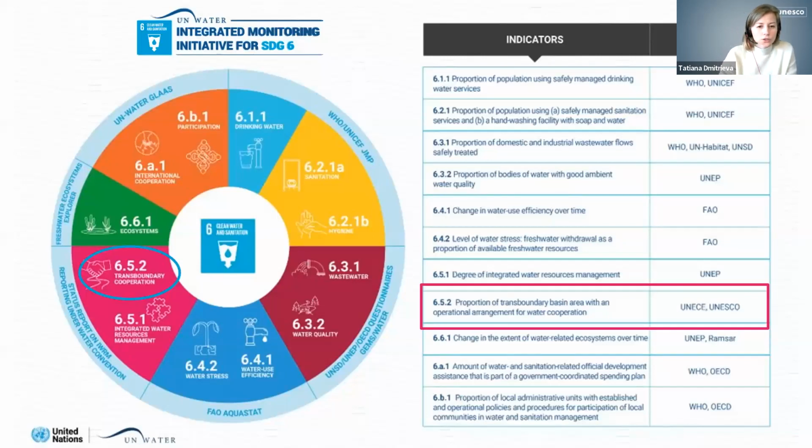The monitoring of SDG indicator 6.5.2 is part of a joint effort of the 10 UN agencies that are custodians, in other words, responsible for 11 indicators under SDG 6. SDG 6 is to ensure availability and sustainable management of water and sanitation for all, and it covers the whole water cycle. The integrated monitoring initiative for SDG 6 is coordinated by UN-Water. Next slide, please.